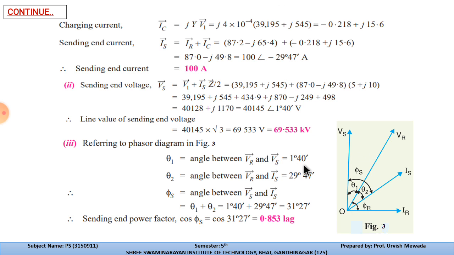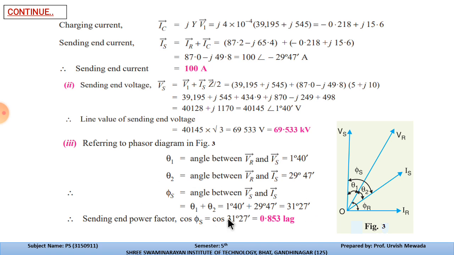And then theta 2 is the angle between VR and IS. That is already derived, 29.47 degree. And phi s is the angle between VS and IS, so it is the addition of these two. Phi 1 plus phi 2 is equal to 31.27.